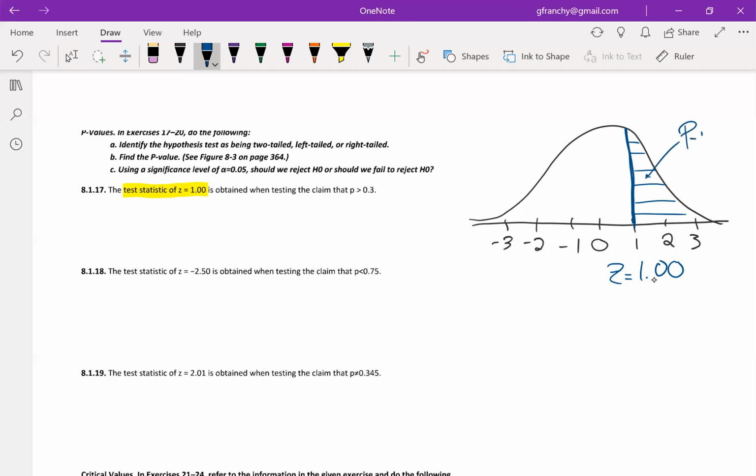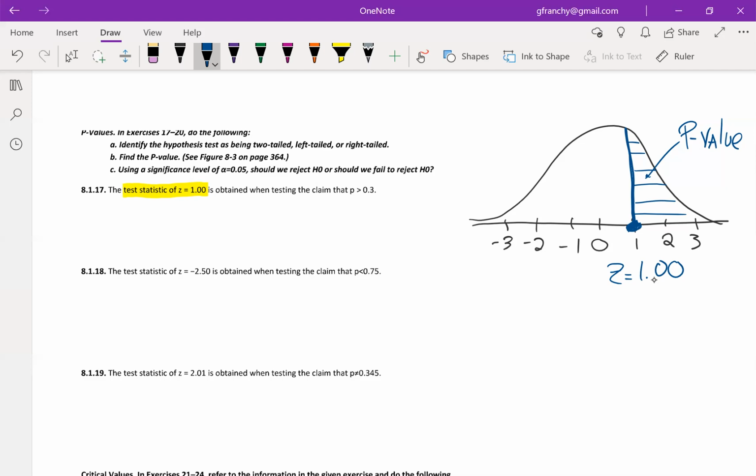So the size of the right tail is the p-value. The p-value and the test statistic go hand in hand. The test statistic is the number on the number line. The p-value is the size of the tail that it cuts off. And again, area under the curve is probability.